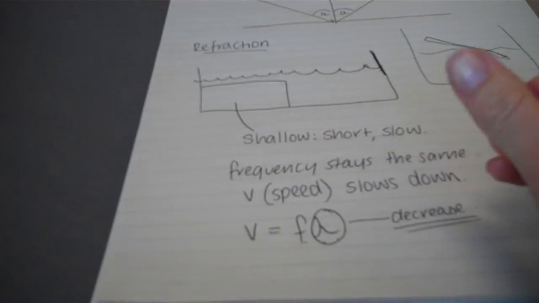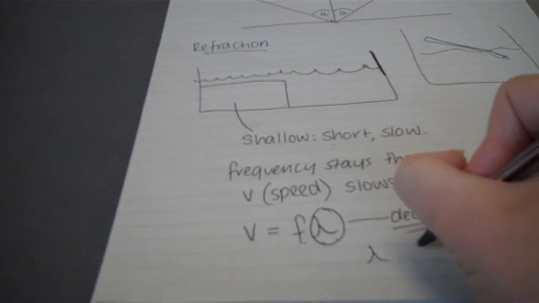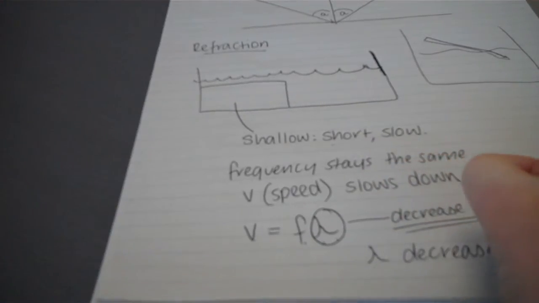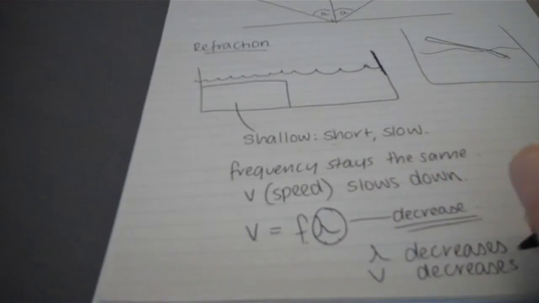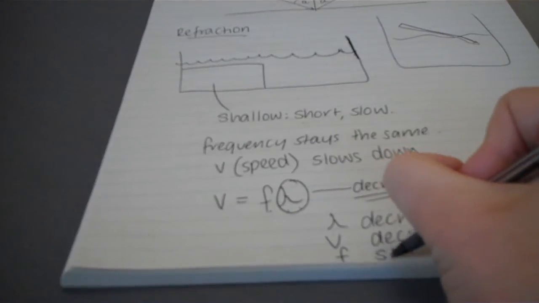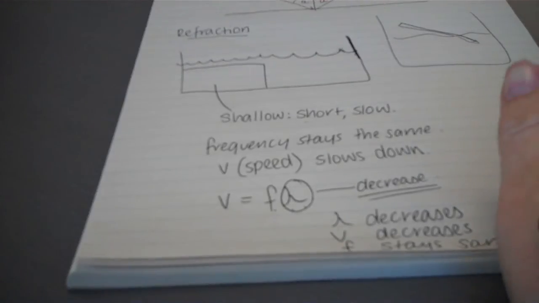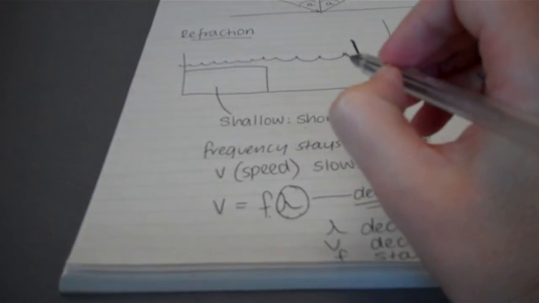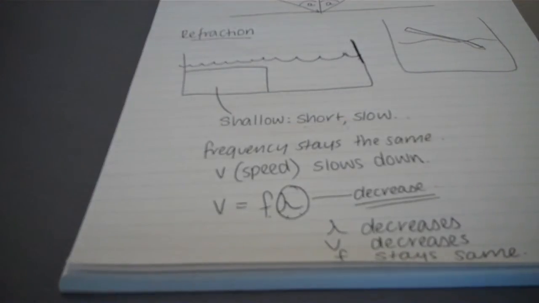So what's actually happening in shallow water? It gets shorter: the wavelength decreases. The speed decreases. Frequency stays the same. They do say the 3 S's: shallow, short, slow. Whereas with the deeper water, the depth is deeper, the wavelength is longer, the speed is faster. Now with refraction, we haven't really talked about it too much in class yet.